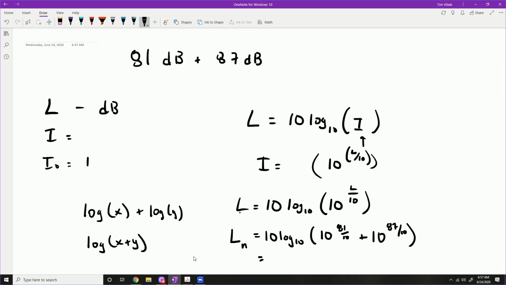And when you put that into the calculator, let me do that real quick. So 10 log 10, make sure you find the log button on your calculator. It could be difficult to find if you're not using it very frequently. And then 87 over 10, whoops, 10 to the, don't forget the caret, 87 over 10. And what you get is 87.97, which we will round to 88 decibels. So when you add 81 decibels and 87 decibels, you get 88 decibels.